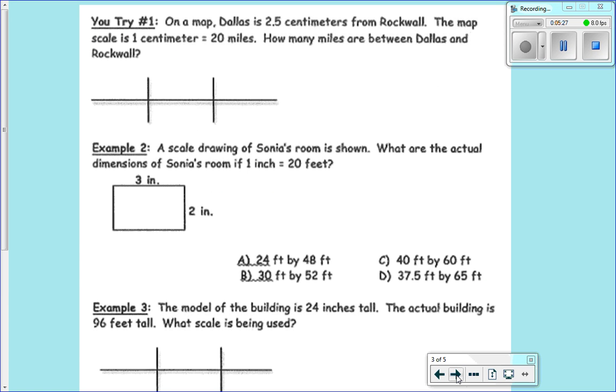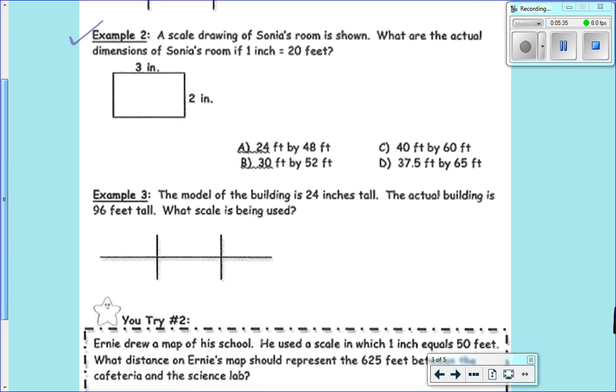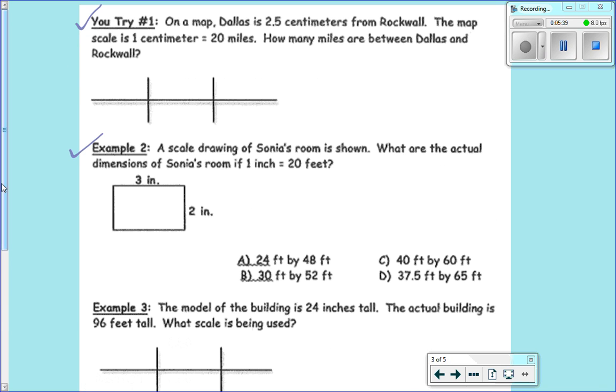All right, with your table, I want you to do the You Try number 1, example 2, and that'll be good for you. I'll give you a few minutes and then we'll have some volunteers share. I'm going to read the problem. On a map, Dallas is 2.5 centimeters from Rockwall. The map scale is 1 centimeter equals 20 miles. How many miles are between Dallas and Rockwall? Show us what you did.